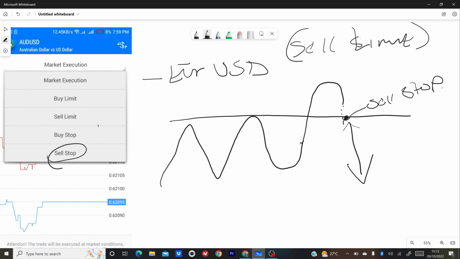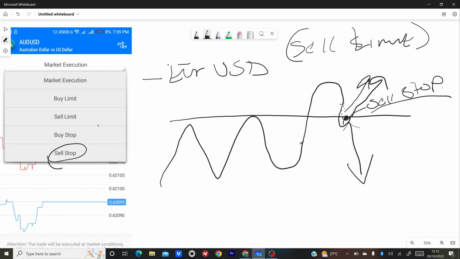But what if it does not touch this point and maybe it reaches here and goes higher? Then your order will not be executed. What if it reaches this point and then it executes your order and then starts going up? You'll be in loss. So you have to know exactly where to put the sell stop and buy stop.